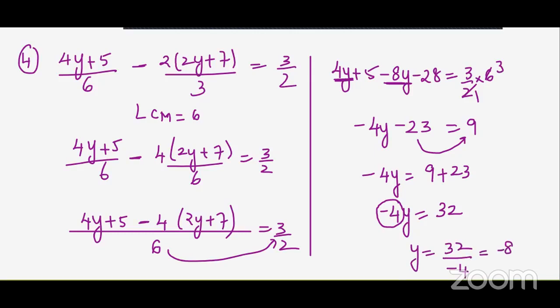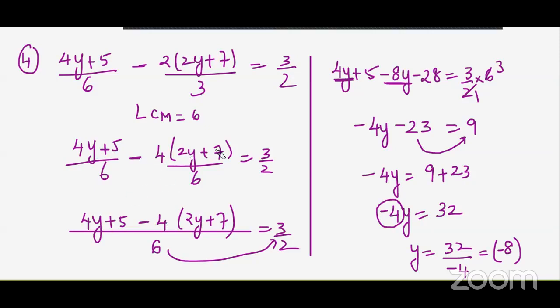Again, let me repeat what I have done. First of all, when I look at the question, I have 2 different denominators. Yes, I do have a denominator on the right side. For the time being, I'm not touching it. So what's the LCM? 6. One of the denominators is 6, so nothing to do there. On the second denominator, we have a 3, so we are multiplying 2 on the numerator and the denominator. There is a 2 present already in these numerators, so 2 2s are 4. Then I've taken the common denominator, so 4y plus 5 minus 4 into (2y plus 7) is equal to 3 by 2.